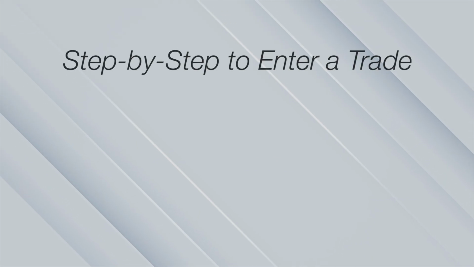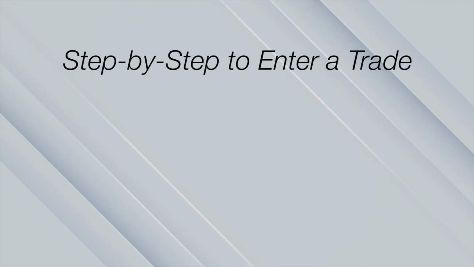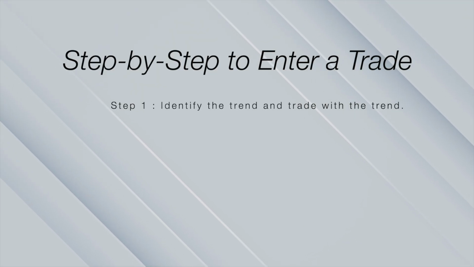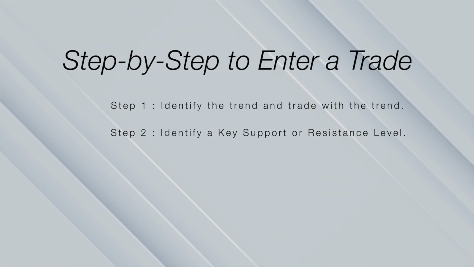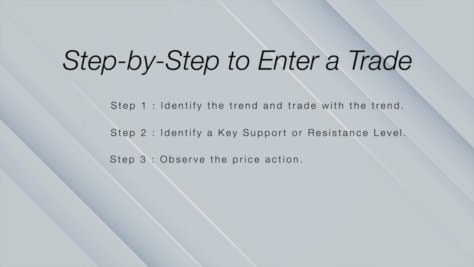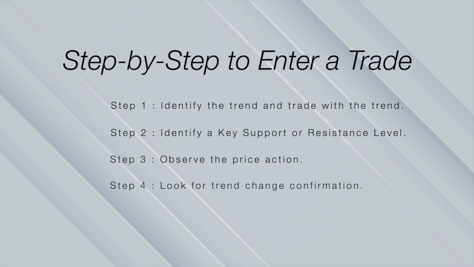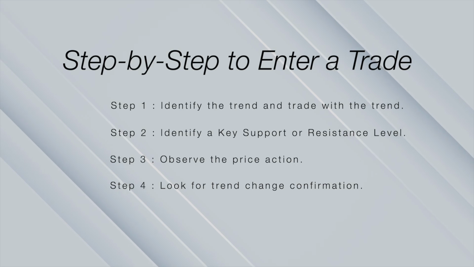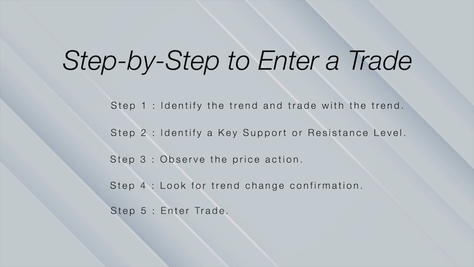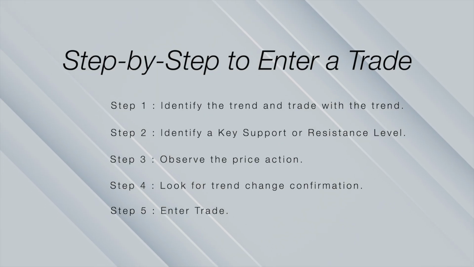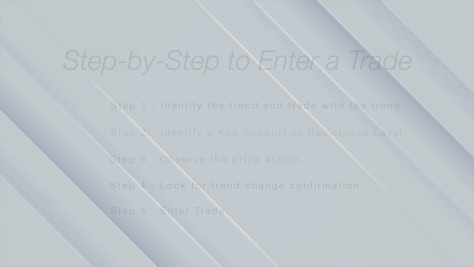To summarize, here are the steps to enter a trade. Step 1 is to identify the trend. Make sure we are trading with the trend. Step 2 is to identify a key level. Step 3 is to observe price action. Step 4 is to look for trend change confirmation. Once you've identified these steps, the final step is to enter the trade. This simple process helps you stay disciplined and removes emotion from your trading.